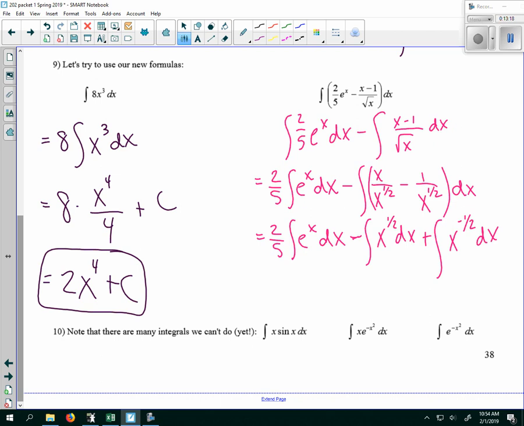Now I have broken this up into three integrals that are relatively easy. E to the x antiderivative is just e to the x. This is a power rule, so I'm going to increase the exponent by 1. So 1/2 plus 1 is 3/2. And I'm going to divide by the new exponent, which is 3/2. But dividing by 3/2 is the same as multiplying by 2/3, so I'm going to do that instead. Then I have x to the negative 1/2. Add 1 and you get positive 1/2. But then I need to divide by the new exponent. But dividing by 1/2 is the same as multiplying by 2. And then I have a big plus c on the end.